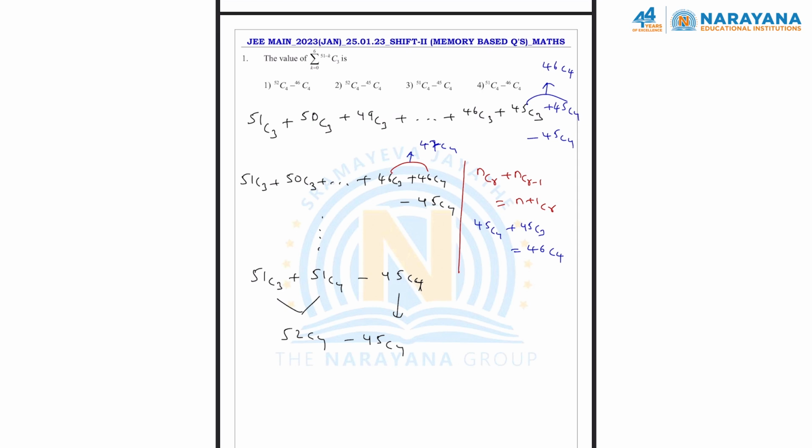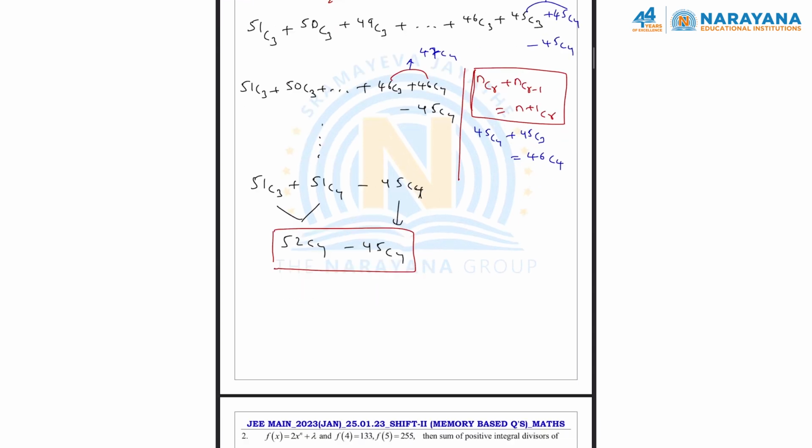So the final answer is 52 C4 minus 45 C4, which means it will be option 2. The main formula used here is NCR plus NCR minus 1 is equal to N plus 1 CR. Now we'll move to the next question.